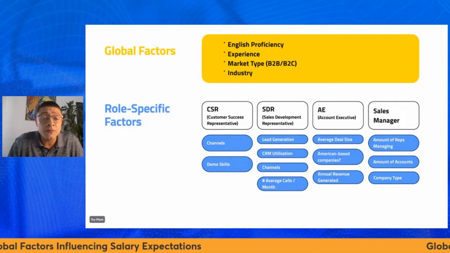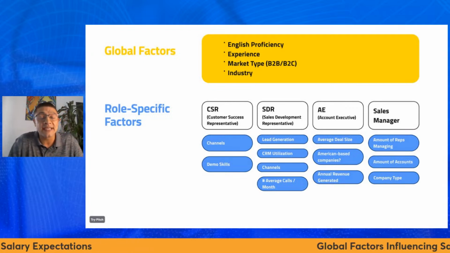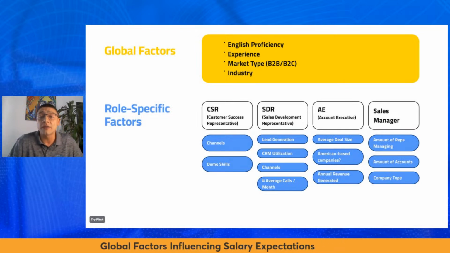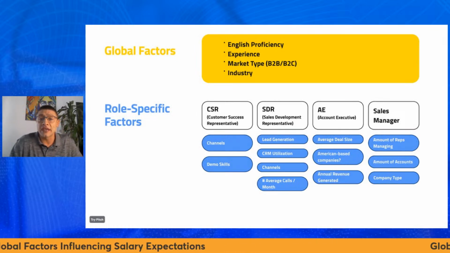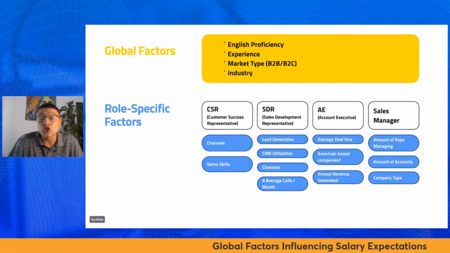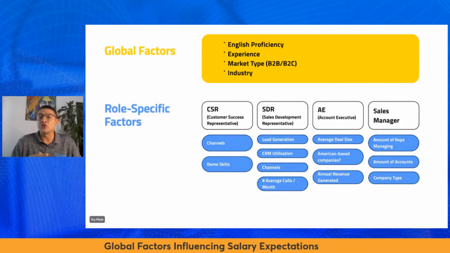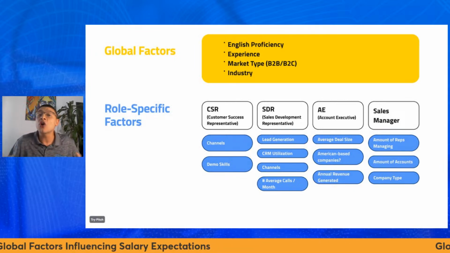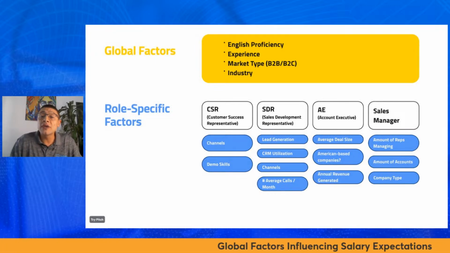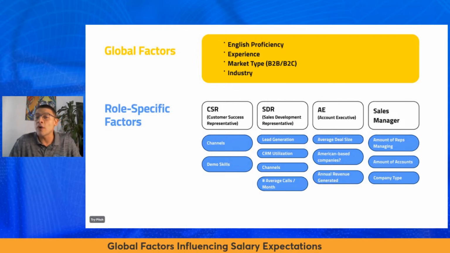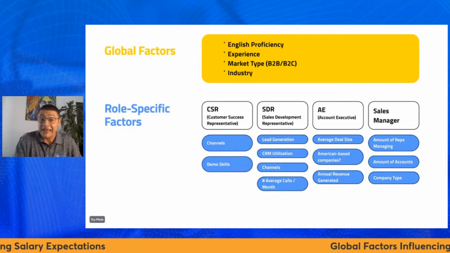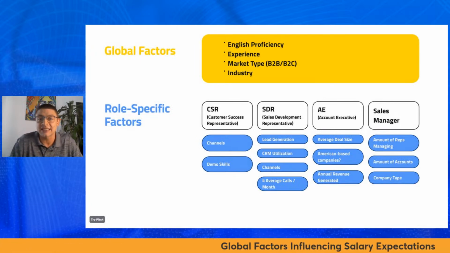Some of the global factors: English proficiency, experience, market type. Have you guys been serving in the B2C space and that's it? Or have you also been serving in the B2B space? What industries have you been serving in? And then the role specifics, there's a bunch, but we just listed a few. For CSR, what channels? Were you using email, phone, and chat? Was it only chat, right? Do you have any demo skills? Meaning, were you getting on calls with clients and showing them a new feature? Were you able to walk them through a new process, right? Have you been able to do that as a customer success agent?